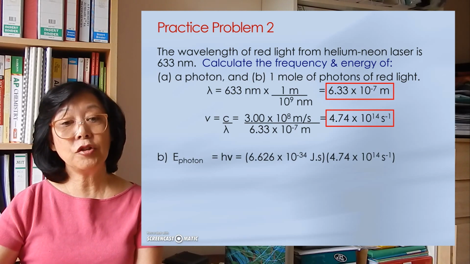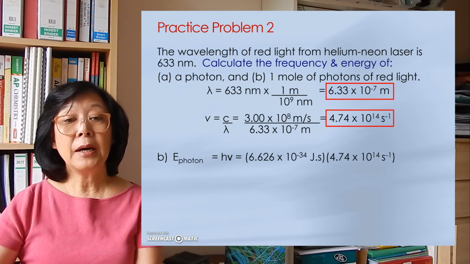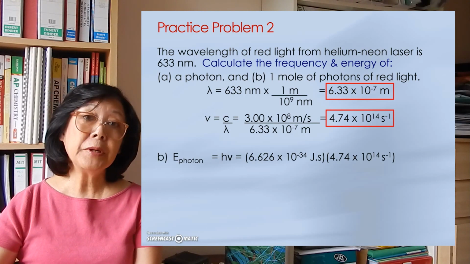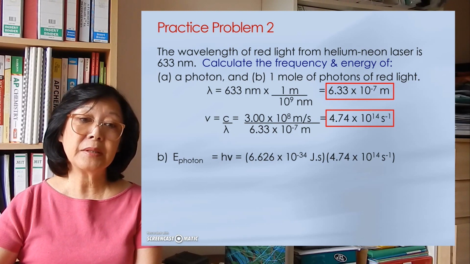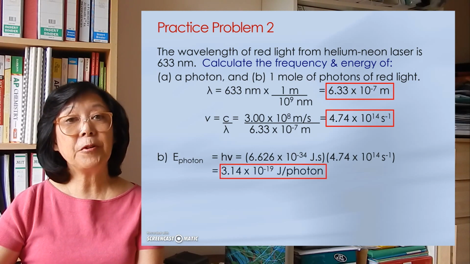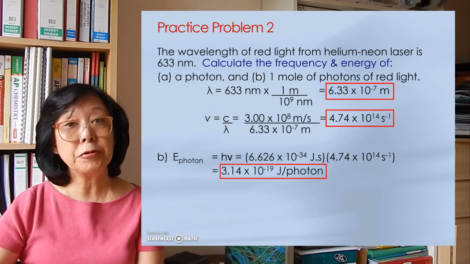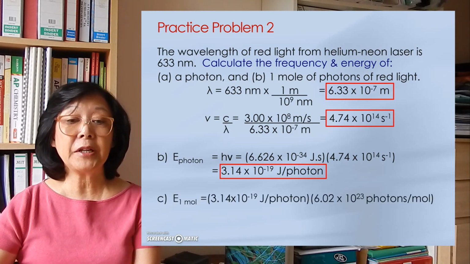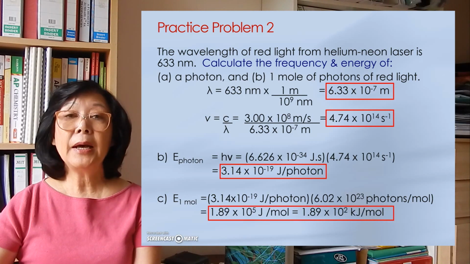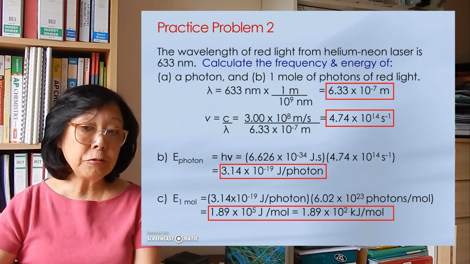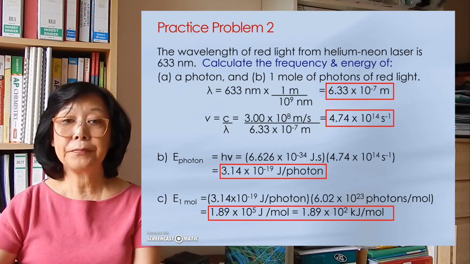Now we calculate energy is h nu, which is Planck's constant times frequency. By the way, nu is the name for the frequency. So it is 3.14 times 10 to the negative 19 joules per photon. Now, if you want 1 mole of photons, we multiply that by Avogadro's number, and it turns out to be 1.89 times 10 to the power 2 kilojoule per mole.